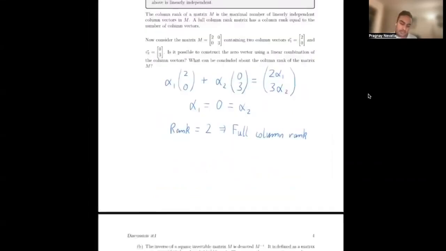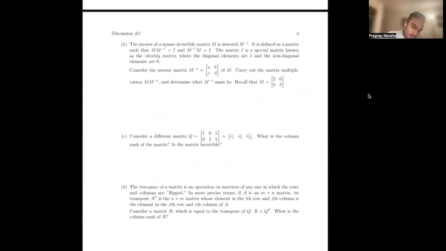All right, and let's talk about invertible matrices again. Here you have the same matrix M, and you're asked to calculate M inverse. Let's assume that M inverse is of the form A, B, C, D, and we know the property that M times M inverse is the identity matrix. So let's write it out: 2, 0, 0, 3 times A, B, C, D. This will give us 2A, 2B, 3C, and 3D.